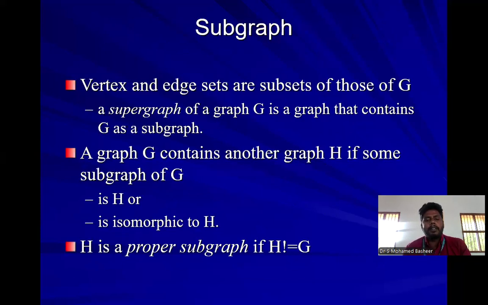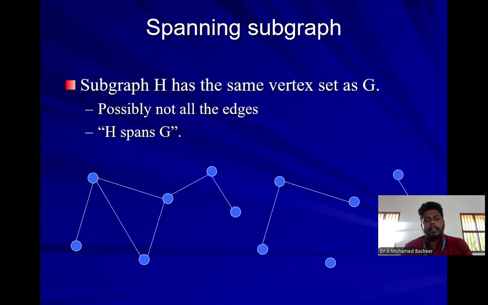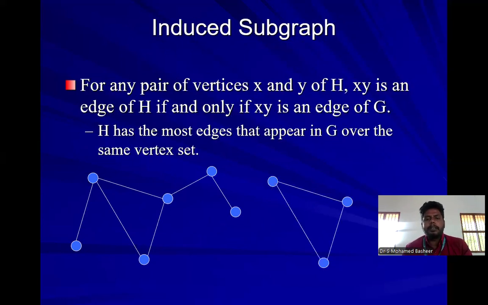Subgraphs. What is a subgraph? Its vertex and edge sets are subsets of those of G. A graph G contains H if some subgraph of G is H or isomorphic to H. H is a proper subgraph if H is not equal to G. Spanning subgraphs: subgraph H has the same vertex set as G, possibly not all the edges. H spans G. These are examples.